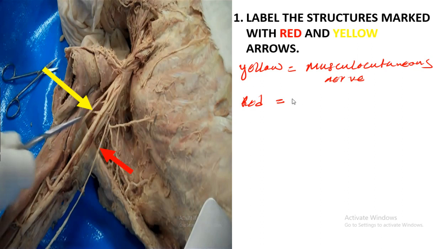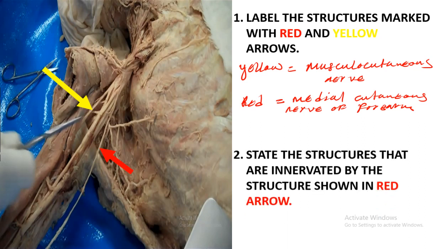So the medial cutaneous nerve of the forearm. The medial cutaneous nerve of the what? Of the forearm. So make sure that you take note of that. We also have the medial cutaneous nerve of the arm, but that cannot be seen on this cadaver.